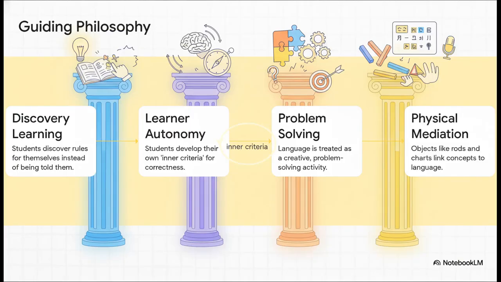And that philosophy is built on these 4 pillars. First, discovery learning. You figure out the rules on your own instead of having them spoon-fed to you. This leads to learner autonomy, where you start to develop your own internal sense of what's right and wrong in the language. You engage with it like a creative puzzle to be solved. And finally, you use physical objects to bridge the gap between abstract ideas and the actual language.